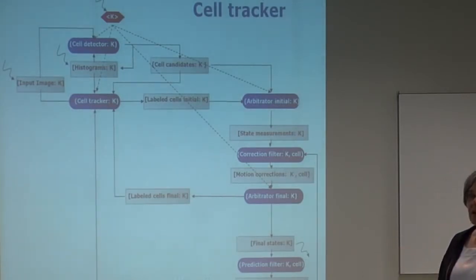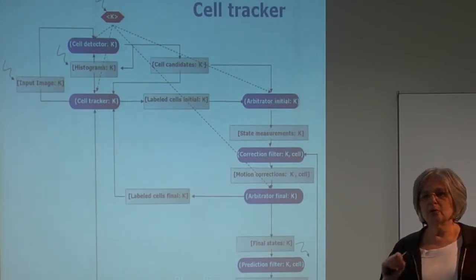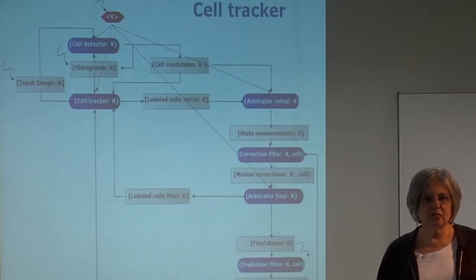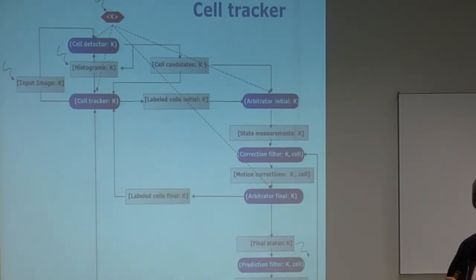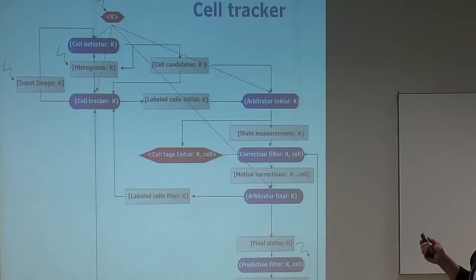And of these 6 computations, K controls 4 of them. The other 2, the correction filter and the prediction filter, actually are done once per frame per what they think might be a cell on this frame. So there are many more instances of those. And the computation that produces this tag collection that controls this is in fact this arbitrator initial function. So it produces this collection which then controls this.